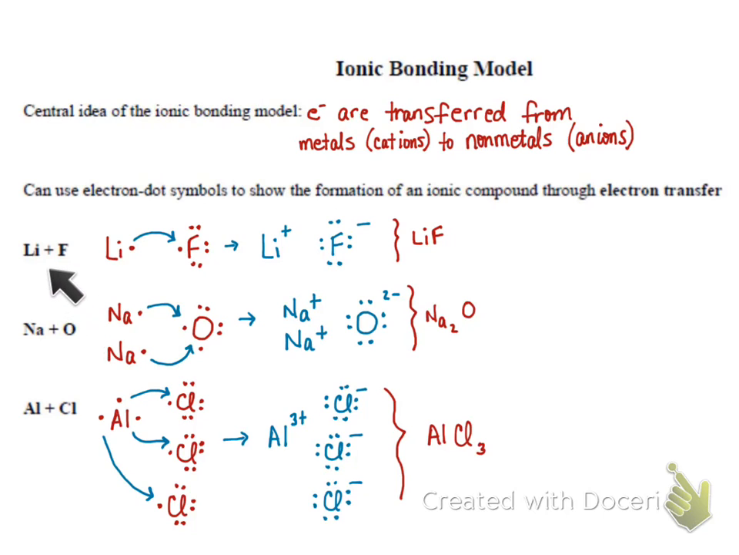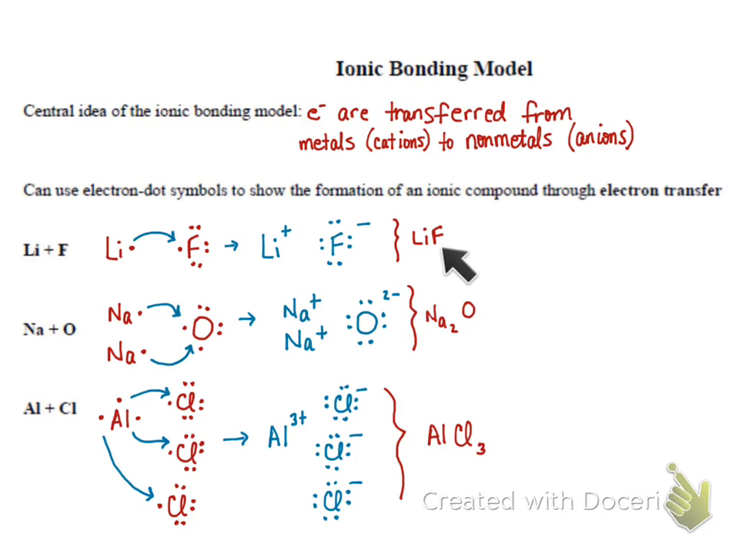So if you've got lithium and fluoride, lithium has one valence electron, fluoride has 7, so one electron gets transferred from lithium to fluoride, so that lithium is a cation, it's lost its electron. Fluoride has gained one, it's an anion. And because the charges are balanced, +1 and a -1, they add up to 0, so the overall charge is neutral, and it makes lithium fluoride the compound.